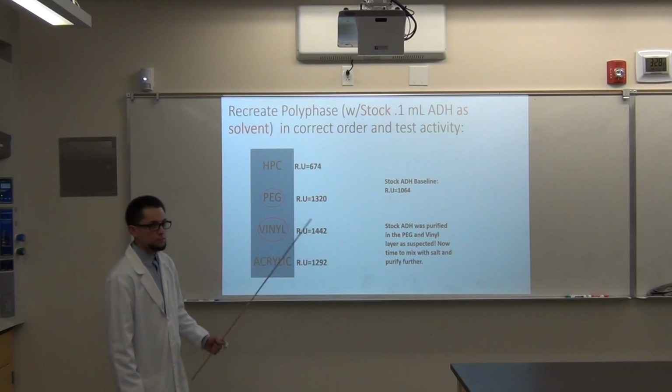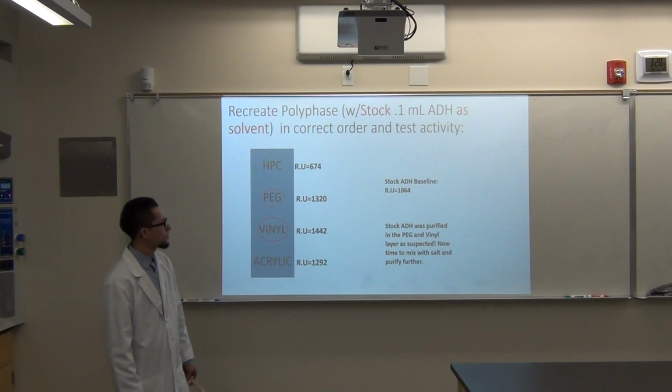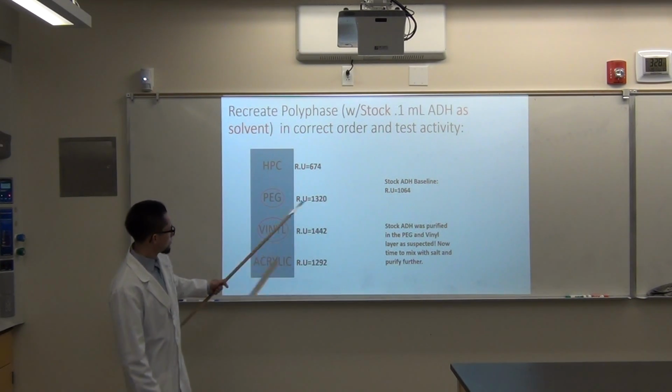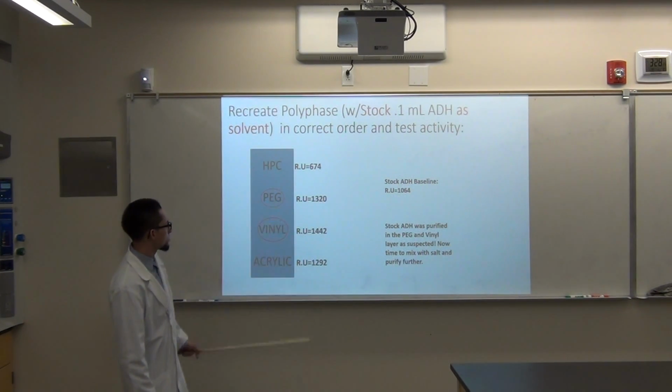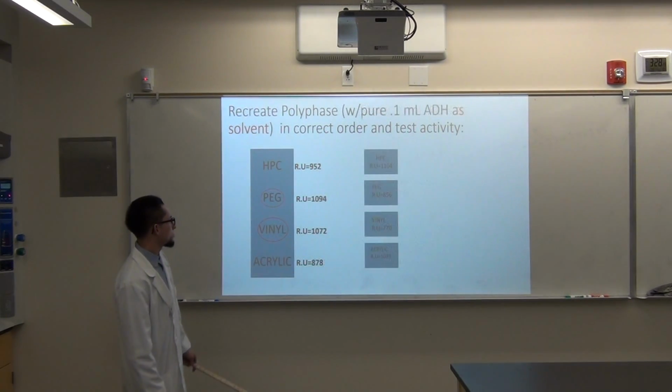Yeah, they were consistent. And it indicates clearly that the PEG and the vinyl will partition the ADH more readily than the larger polymers. And one of those polymers is actually a salt, which had an effect, which you'll explain. Yeah. And so after we figured out that the ADH liked these 2 polymers most, we then wanted to mix it with the salt to see if we can isolate it even further.